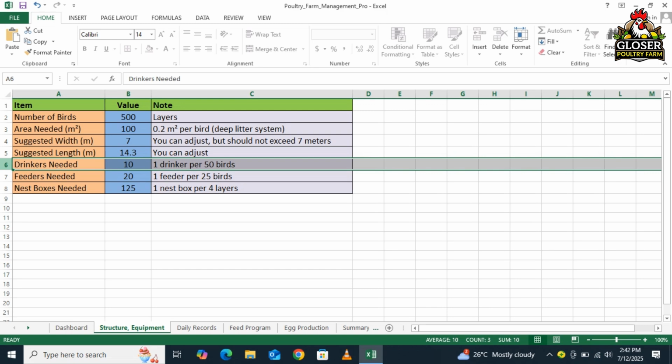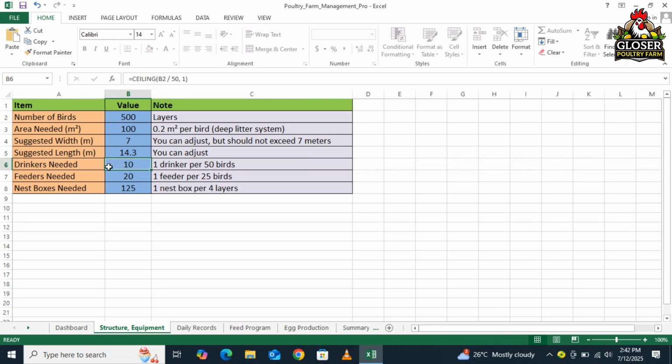Next, the system shows me the number of drinkers, feeders, and nesting boxes I'll need. These are essential items. The tool tells me I'll need 10 drinkers for 500 birds. That's because each drinker should serve no more than 50 chickens, so everyone gets enough water. Feeders are what we use to give the chickens their feed, and for 500 birds, I'll need 20 feeders. That ensures they don't fight or compete for food, which can cause stress and lower egg production.